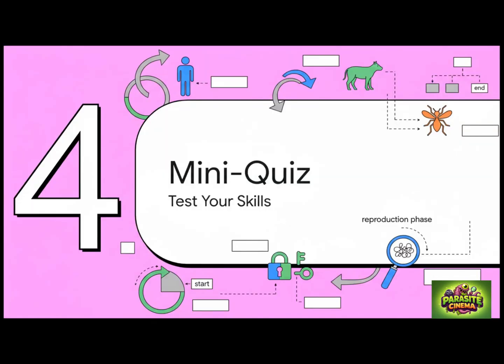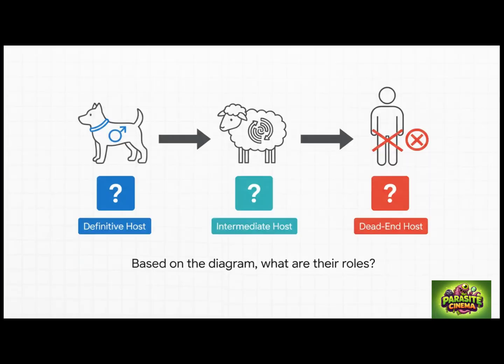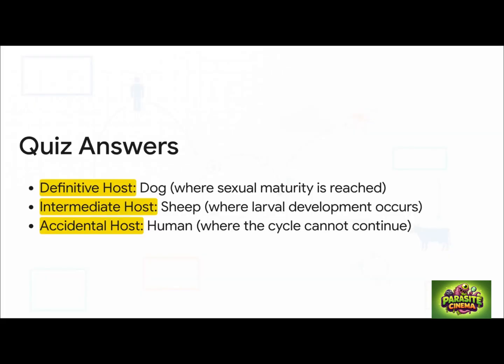All right, time to put your new code-breaking skills to the test with a quick little quiz. Okay, here's the scenario on your screen. Go ahead and pause this explainer, apply the system we just talked about, and see if you can identify each role. I'll wait. So, how did you do?